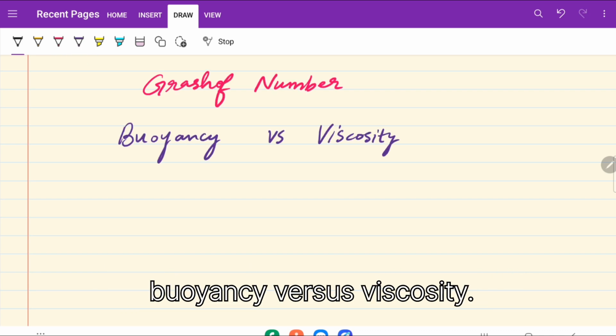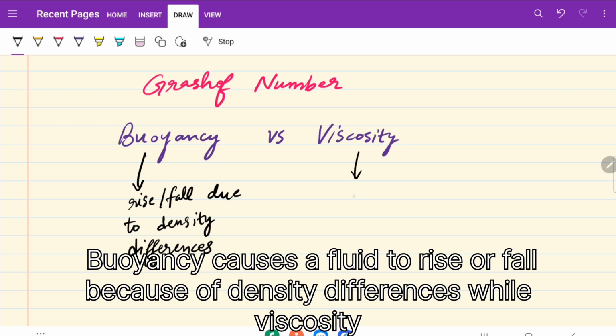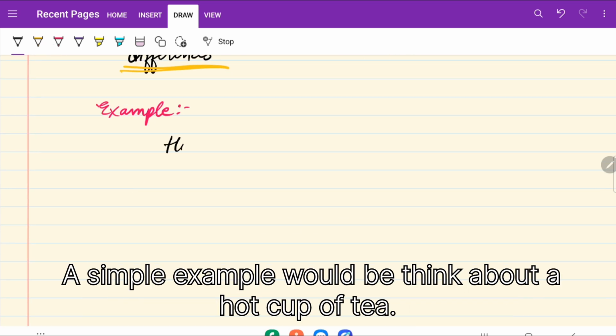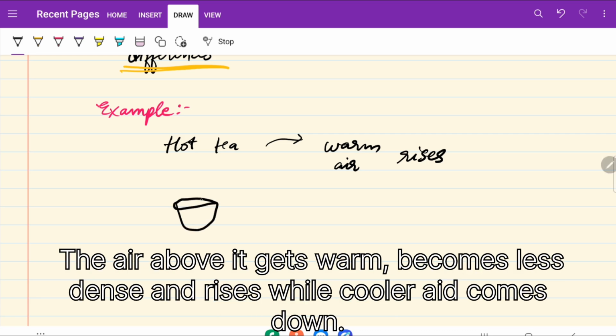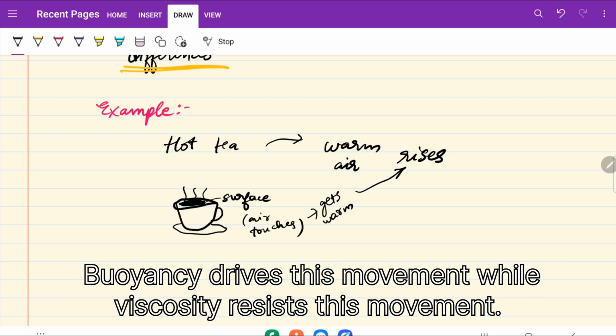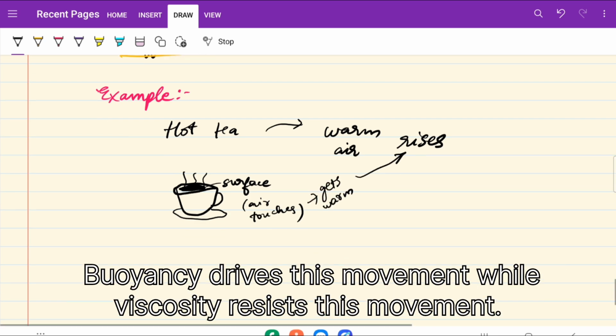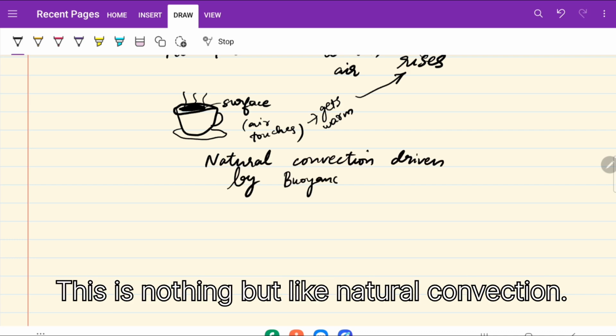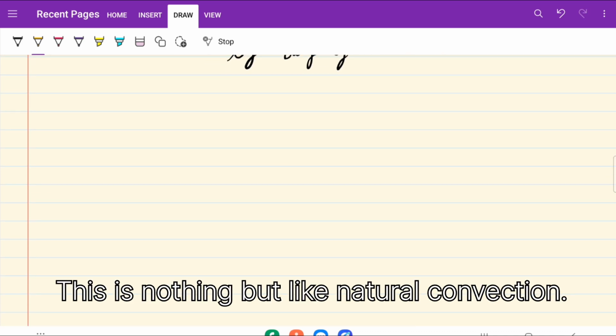Coming on to Grashof number, buoyancy versus viscosity. Buoyancy causes a fluid to rise or fall because of density differences, while viscosity resists the movement of the fluid. A simple example would be: think about a hot cup of tea. The air above it gets warm, becomes less dense, and rises, while cooler air comes down. Buoyancy drives this movement, while viscosity resists this movement. This is nothing but like natural convection.